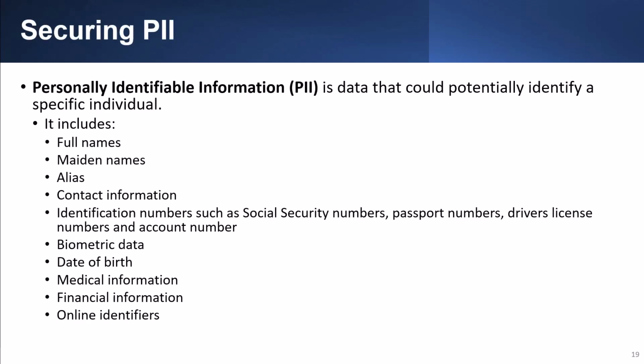Personally Identifiable Information, or PII, is data that could potentially identify a specific individual. It includes full names, maiden names, aliases, contact information, identification numbers such as social security numbers, passport numbers, driver's license numbers, and account numbers, biometric data, date of birth, medical information, financial information, and online identifiers.